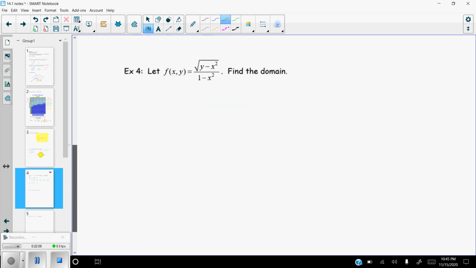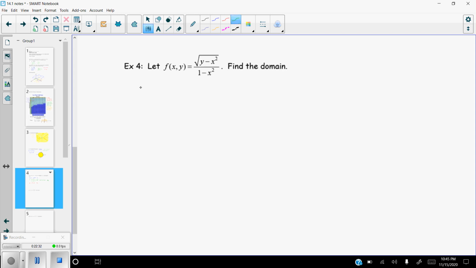So number 4, let f of x, y equal the square root of y minus x squared over 1 minus x squared. We just want to find the domain. Obviously we have multiple things. This is really the same kind of idea as anything else when you have domain issues. We can't have negatives under square roots, and we can't divide by 0. So we've got a couple of different things to look at here. First one is that 1 minus x squared cannot equal 0. So we know that x squared cannot be 1, or x cannot be plus or minus 1.